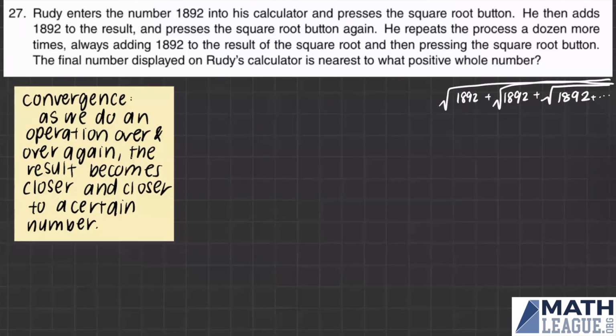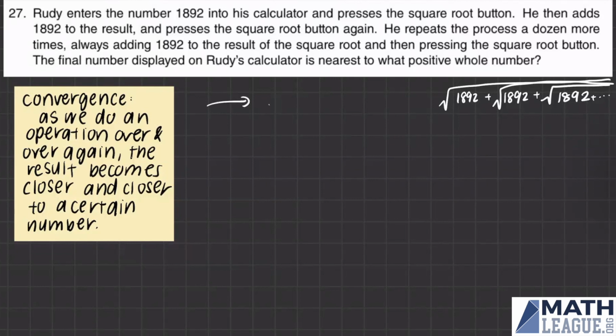Then let's define the idea of convergence, which is here on the screen. Convergence is as we do an operation over and over again, the result becomes closer and closer to a certain number. Why? Well, if this operation has a slower and slower rate of growth, i.e., the number slows down its growth after a certain amount of operations, then it's going to converge because it's not going to grow infinitely fast. It's going to slow down its growth, and when it's slowing down its growth, it's going to become closer and closer to a certain number.